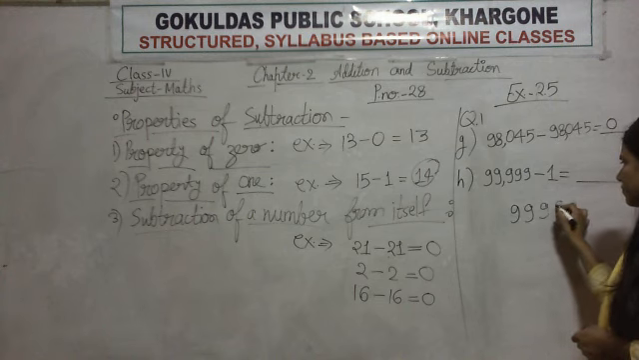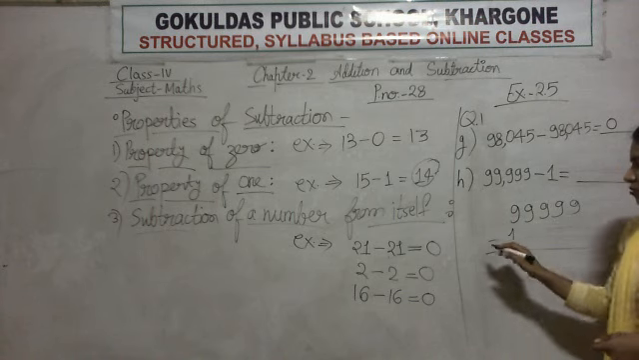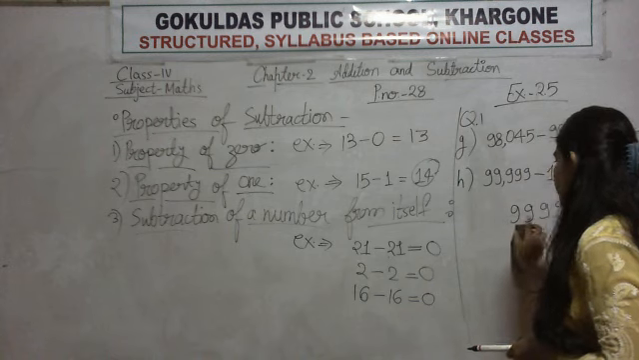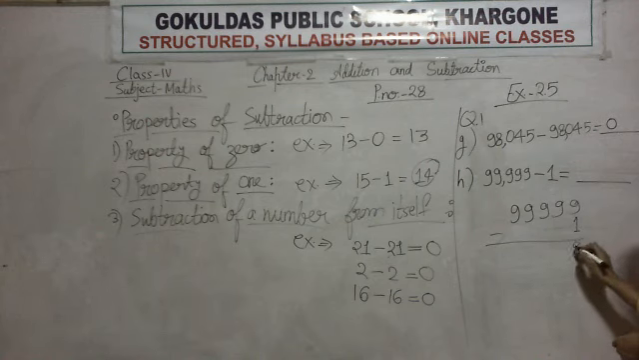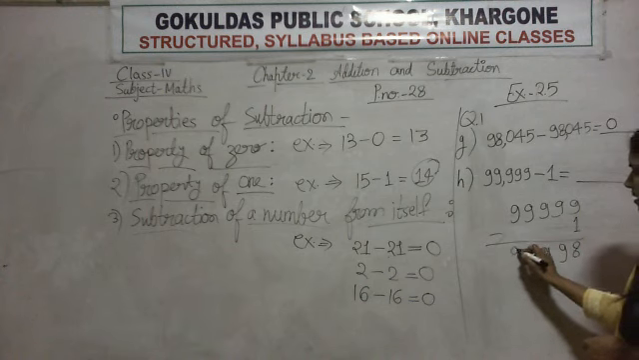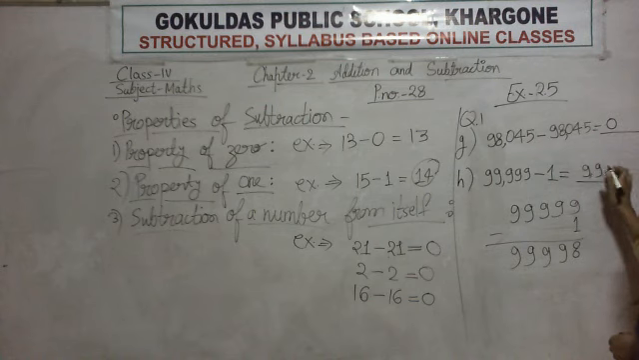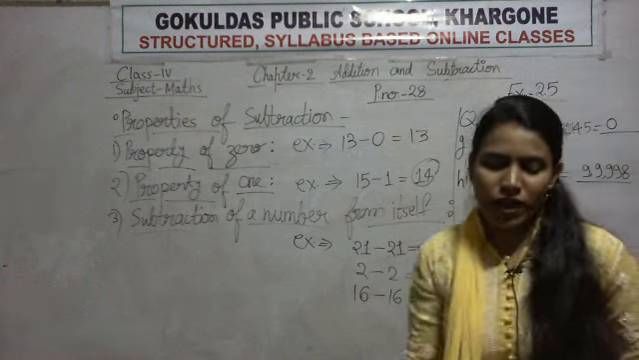So, will you write 1 over here? No, it's the wrong way. The 1 will come under the 1's place. Now subtract. 9 minus 1 is 8. This 9 will come as it is, this 9 as it is, 9 as it is, and 9 as it is. So your answer is 99,998. So our question 1 is over here.